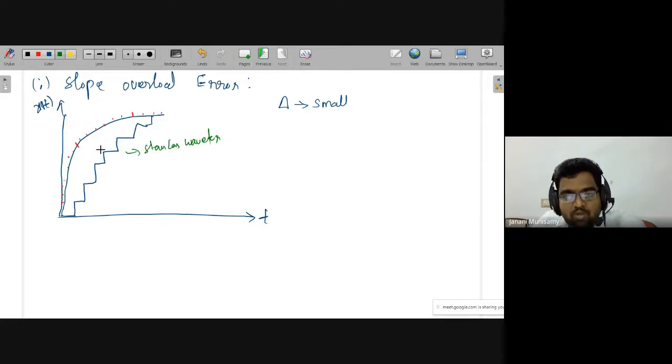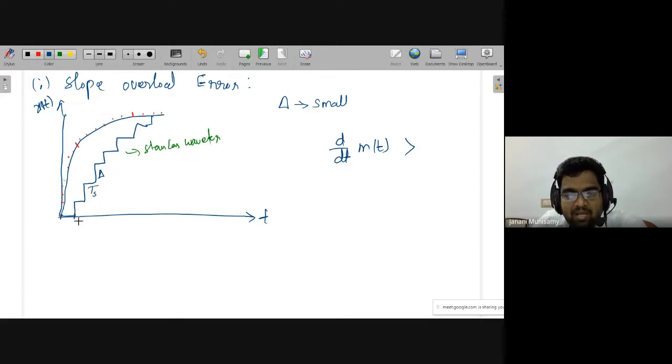The staircase slope is less. So then what is the condition for occurrence of slope overload error? That is, the slope of the message signal, slope means d by dt of m of t, is greater than the slope of the staircase waveform. What is the slope of the staircase waveform? Variation in y is delta. Variation in horizontal axis is t, where t means the sampling time.